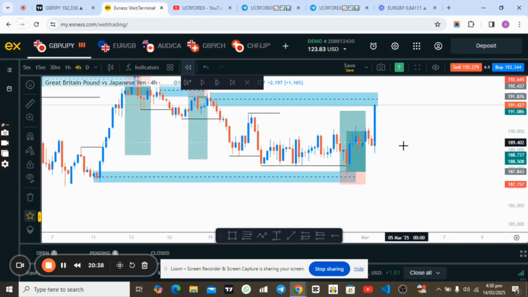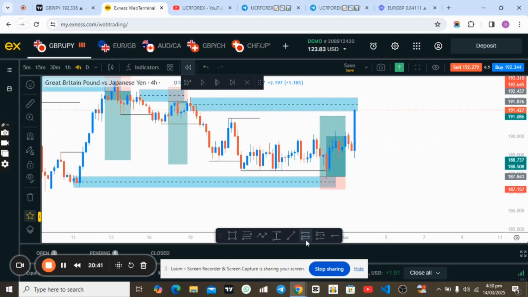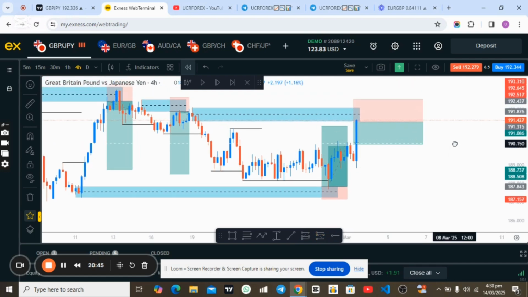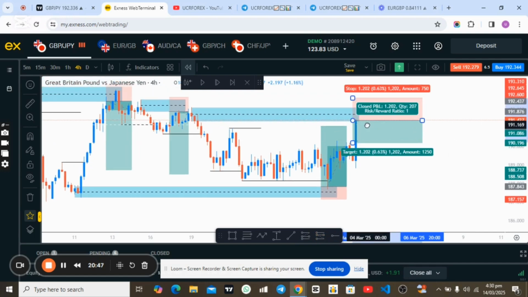Now price has automatically smashed our take profit, and price has already triggered our sell limit order. So can you see price has smashed our take profit, and price has also triggered our sell limit order like this.